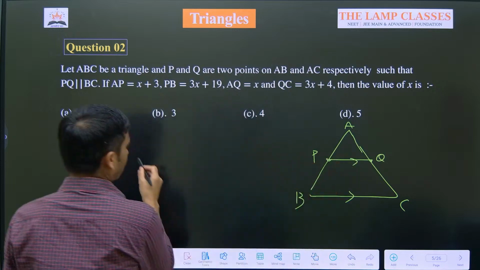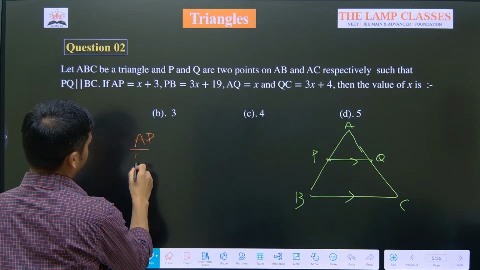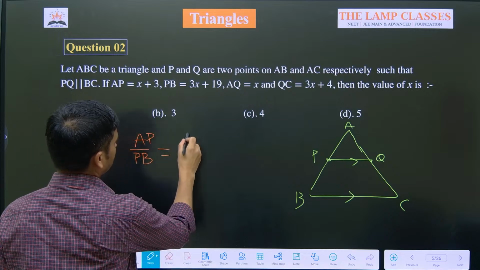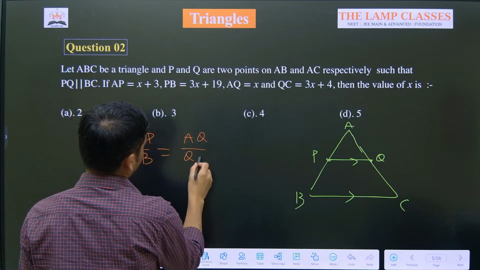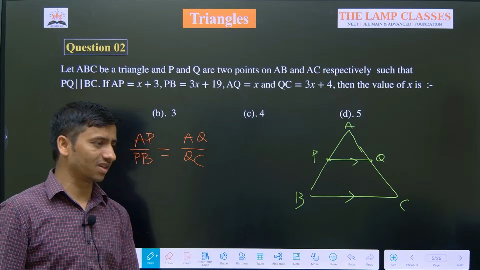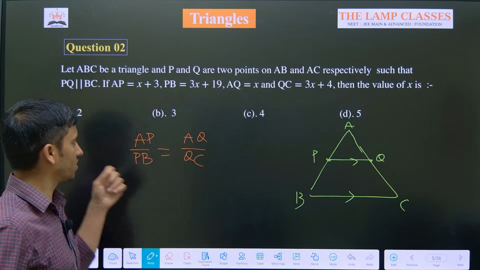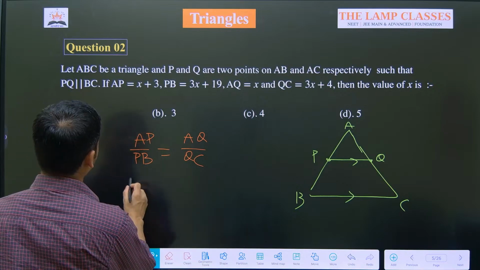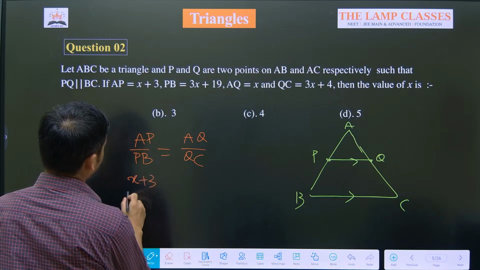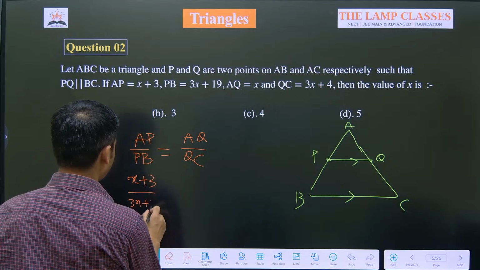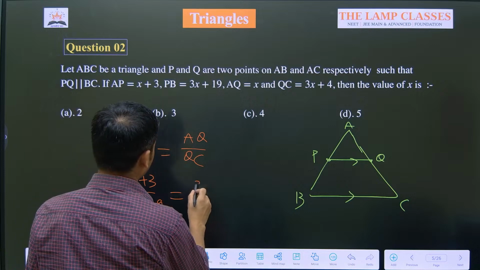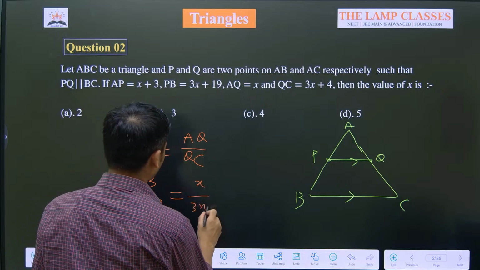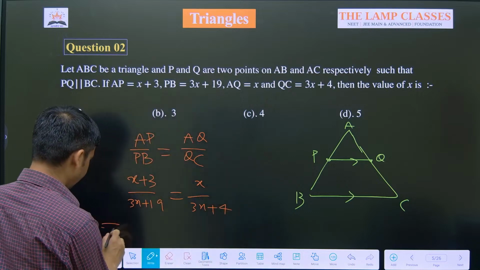So we know that AP upon PB is equal to AQ upon QC. It may be a 2-mark question or even a 3-mark question, guys. You just have to follow the steps, no? So AP they have given x plus 3, PB is 3x plus 19, AQ is x and QC is 3x plus 4. Just do cross multiplication.